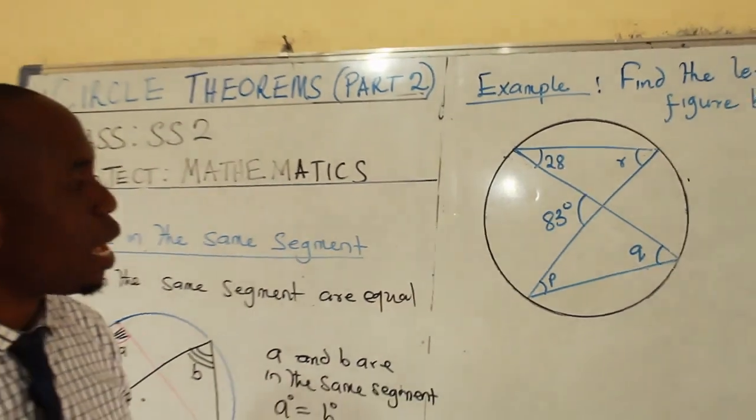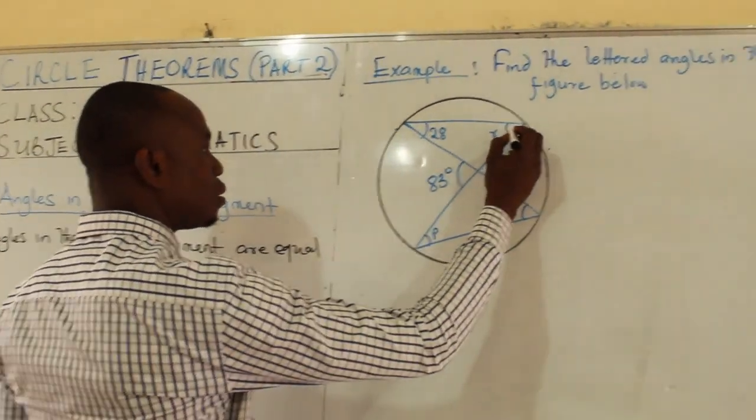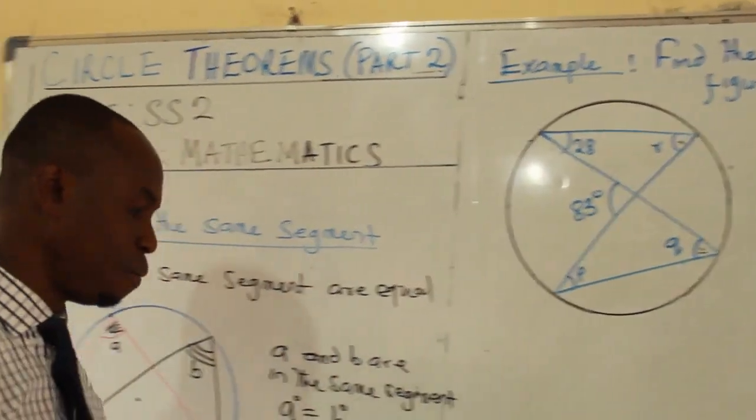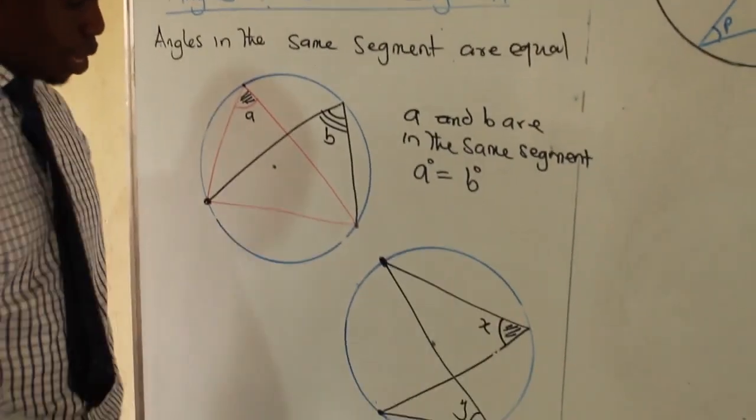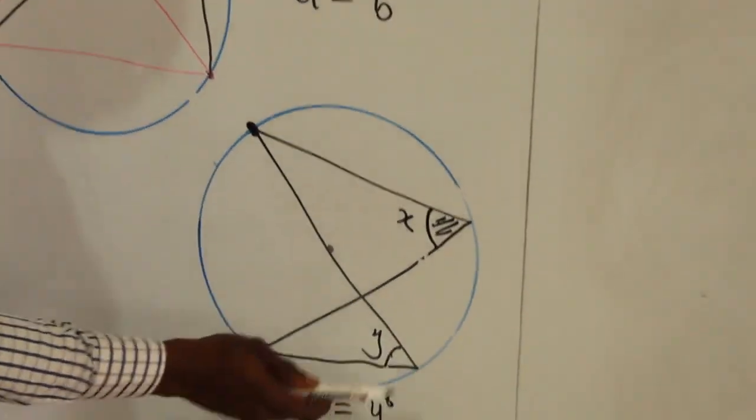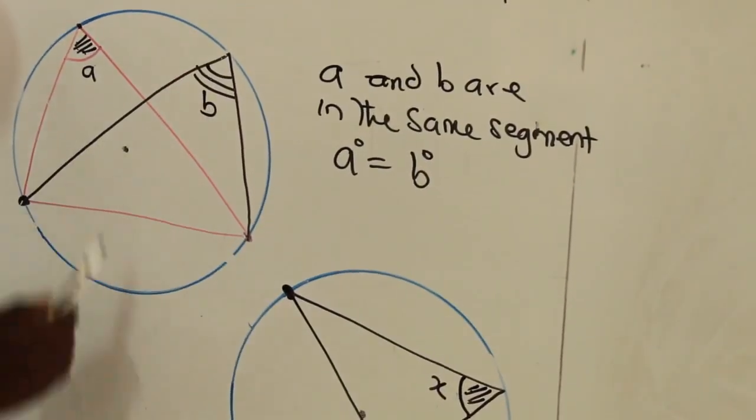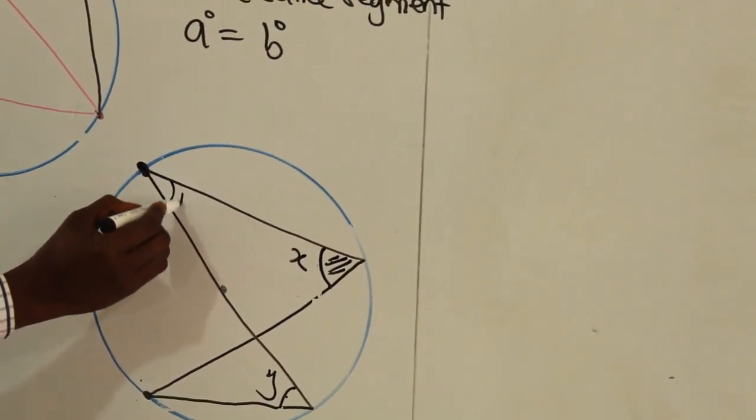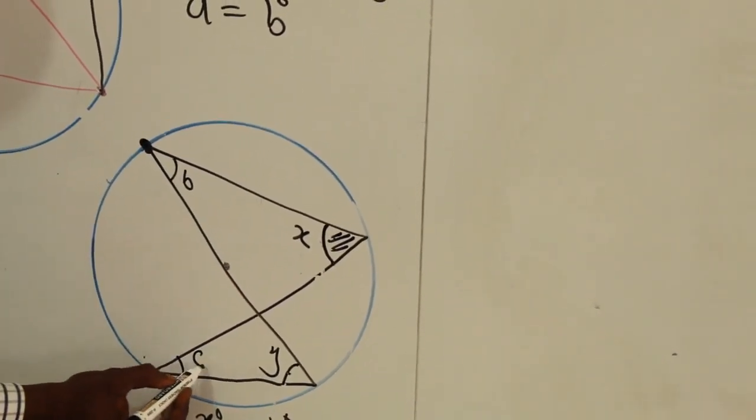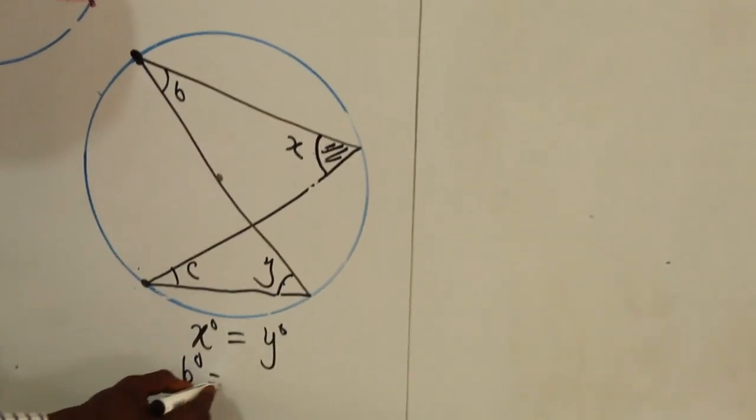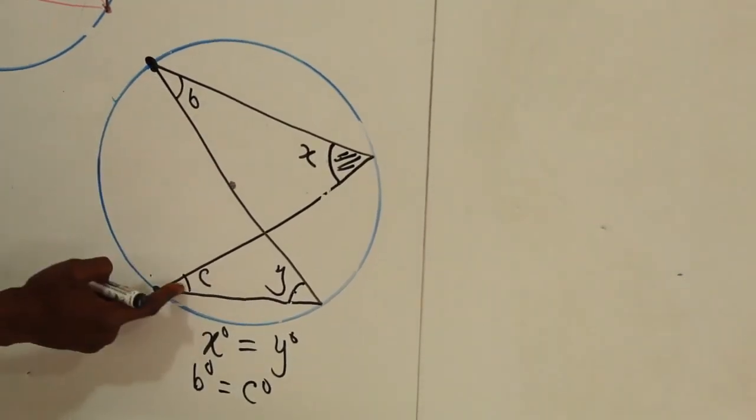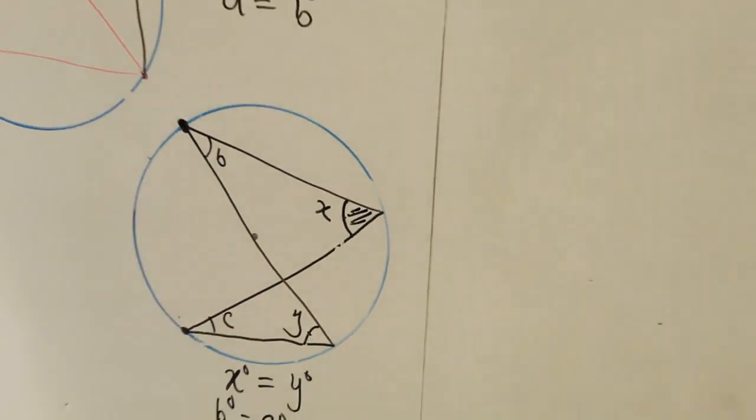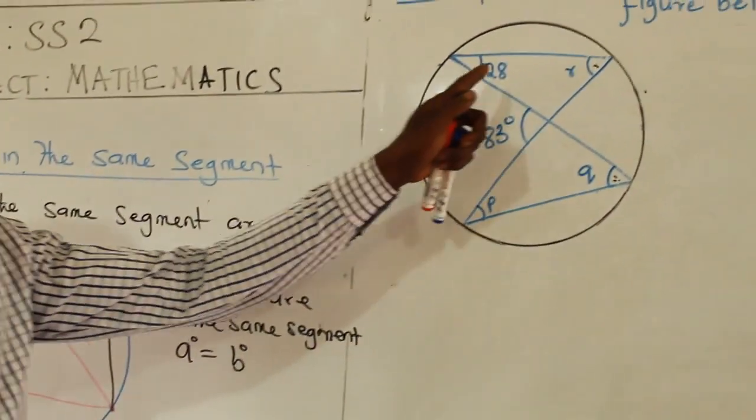You can see from this diagram that R is in the same segment as Q, like the theorem here says. X is equal to Y, A is equal to B. Even if an angle is formed here, if this part is labeled as B and this other part is labeled as C, B degrees is also equal to C degrees. These two angles are said to be in the same segment, while these two angles are said to be in the same segment. How will this help me to solve this question?